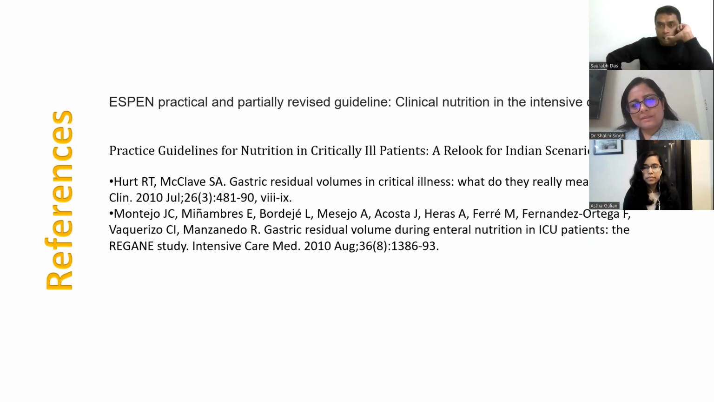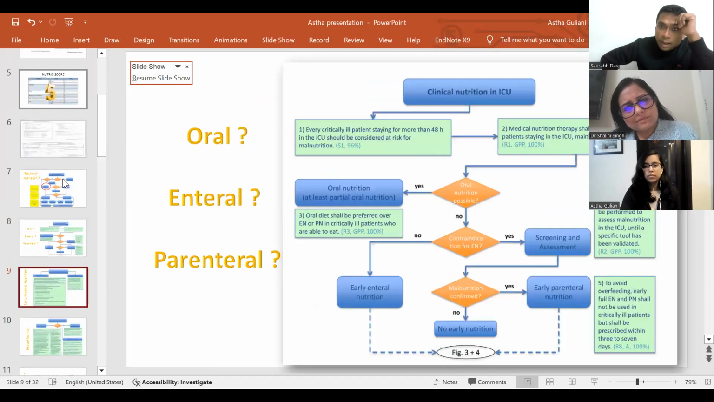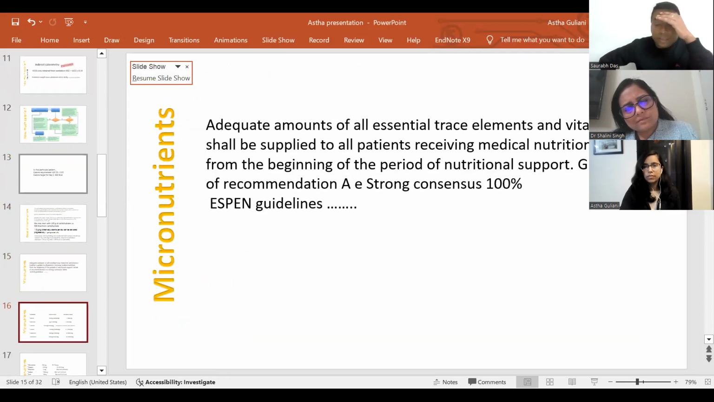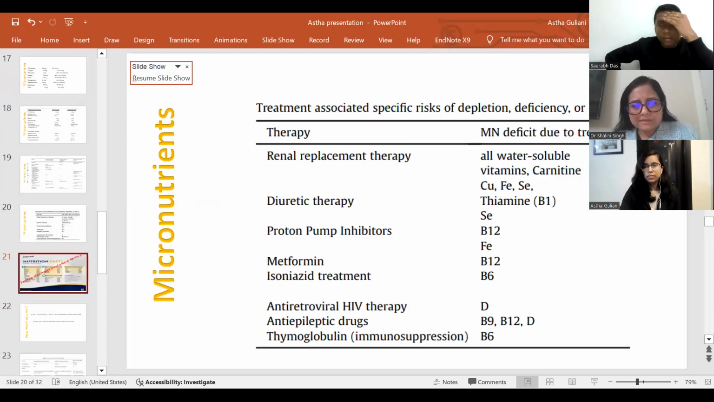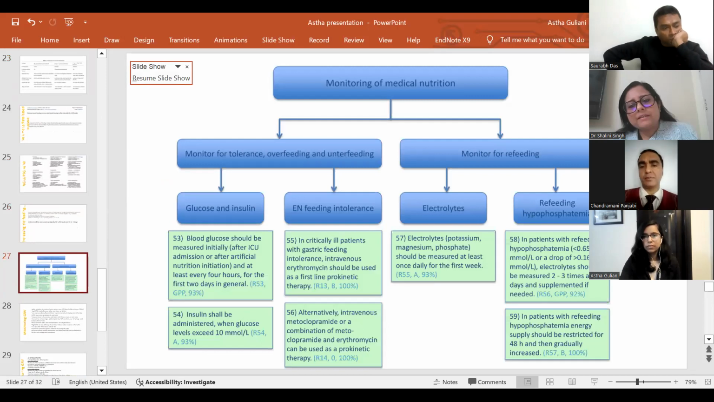Okay, sir. Sir, my second question is, we need to check electrolytes if the patient had refeeding syndrome, right? That we should do once in a day, or is there any timing, like 6 hours frequency we have to do? Is there any timing, or once in a day is enough? Any panelist can take the question. Shalini, Dr. Chandramani.